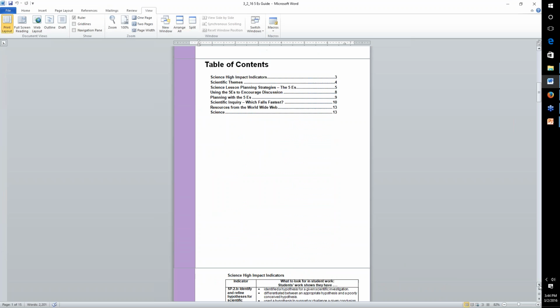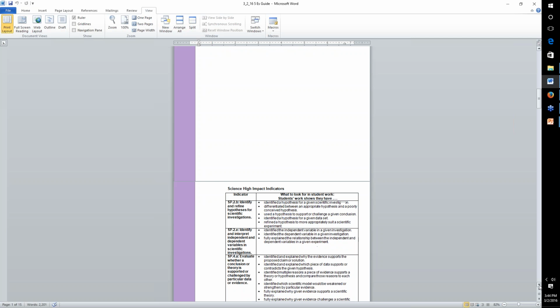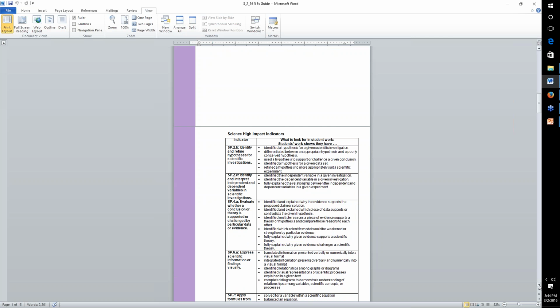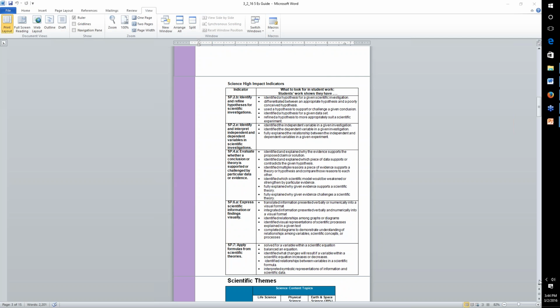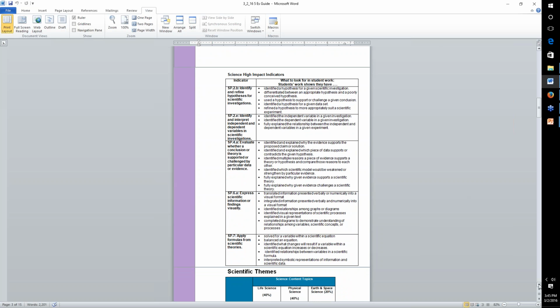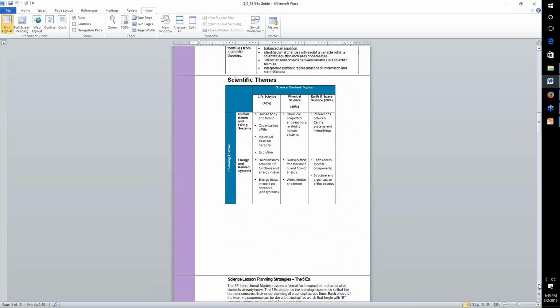As Bonnie scrolls through the workbook, you'll notice on page 3 you have more information on the high impact indicators. Notice that on that right-hand column, what you need to look for in students' work. That's something we need to be really cautious about, making sure that our students have a basic understanding within these different areas, and not just to pass the test, but to be able to use that information later on. The next thing you'll see on page 4 is the scientific themes, and you have that information just as we did within the PowerPoint.